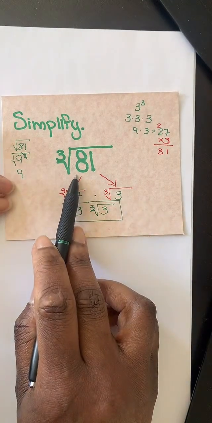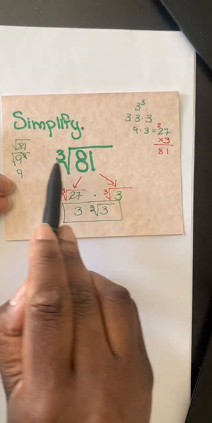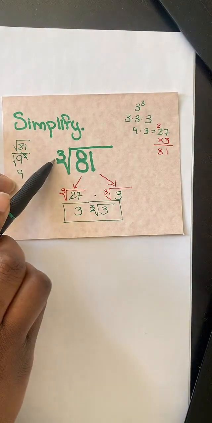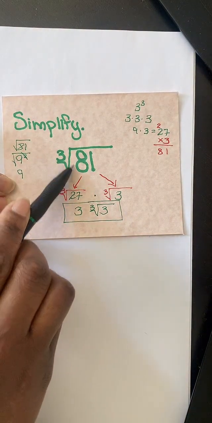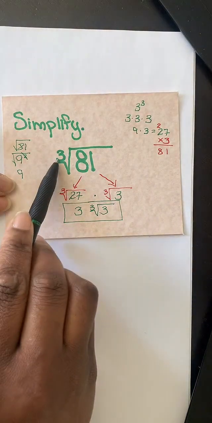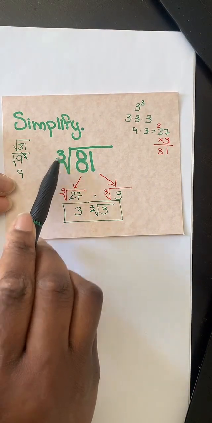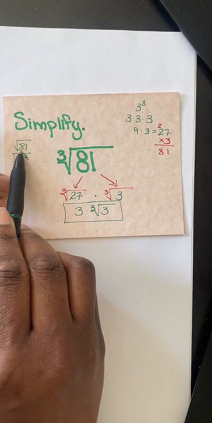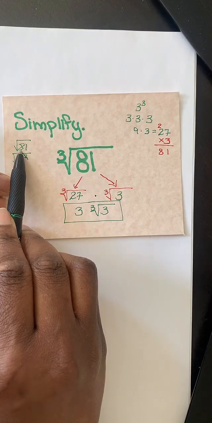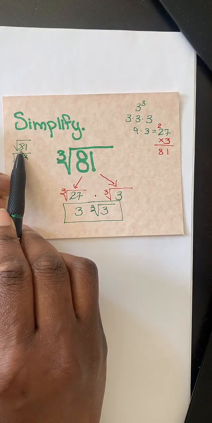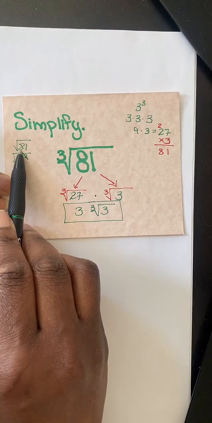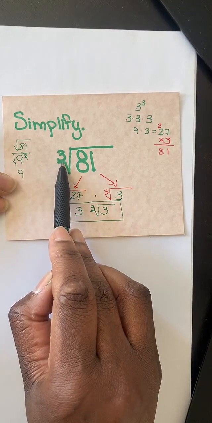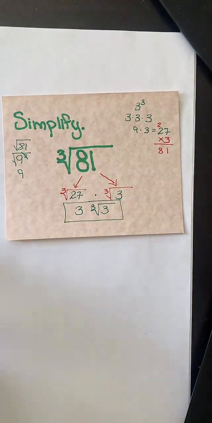But this one, since 81 wasn't a perfect cube, this little index right here will tell you what kind of radical you're dealing with. If you don't see anything in this spot, that means it's assumed to be a square root. There is no such thing as a one root. So since we had to find perfect cubes, that's why we really need to understand what my perfect cubes are.